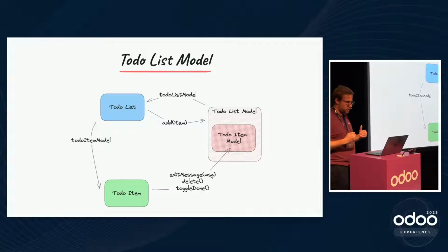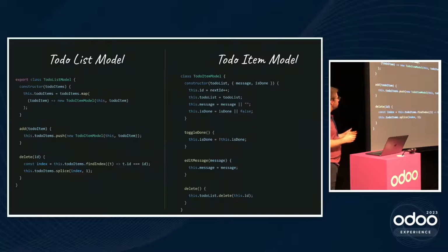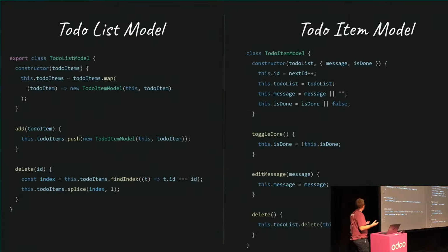It will just call the add function directly on the ToDoList model, and it will pass a ToDoItem model to each ToDoItem component, and the component will do the same thing. It just needs to call edit message or delete or toggle done on the ToDoItem model. So it's how the code looks. It's just a basic class. It's not a big deal.